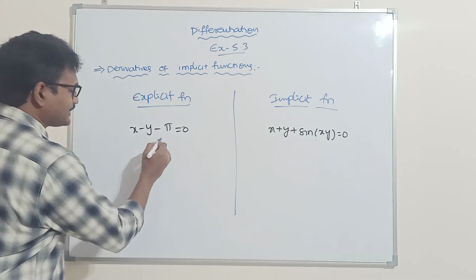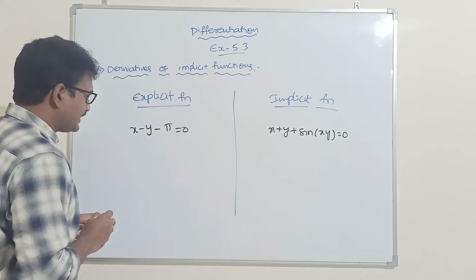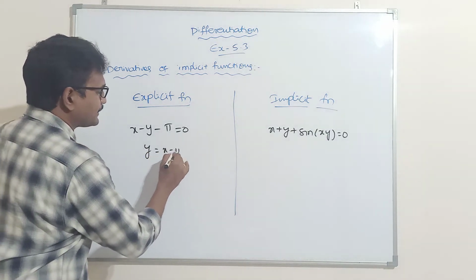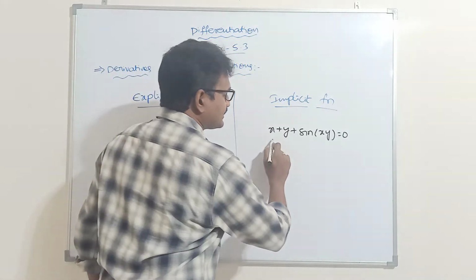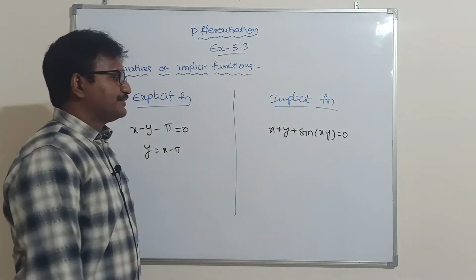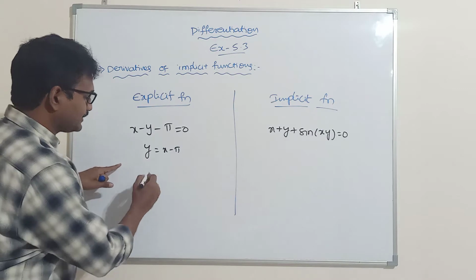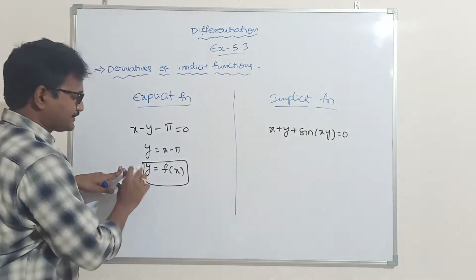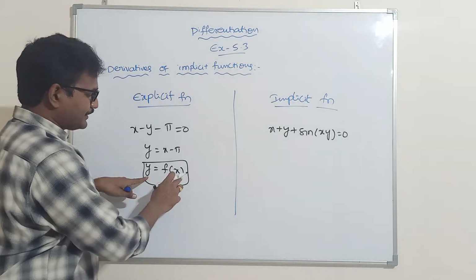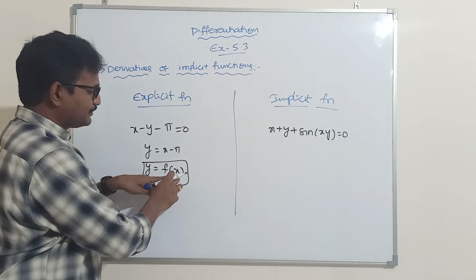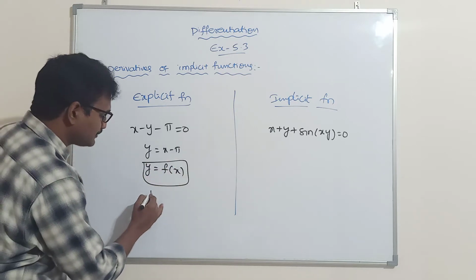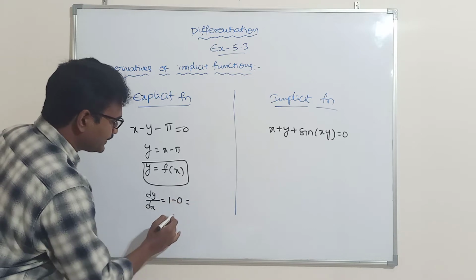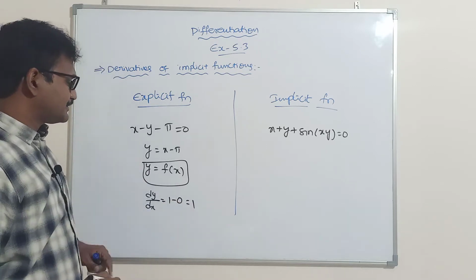In the first, take minus y to the right hand side. Then you will get y is equal to x minus pi. Here this function we can express in the form of y is equal to f of x. So now we can find the derivative of y, dy by dx is equal to f dash x. Derivative of x is 1, derivative of pi is 0, so we get dy by dx is equal to 1.